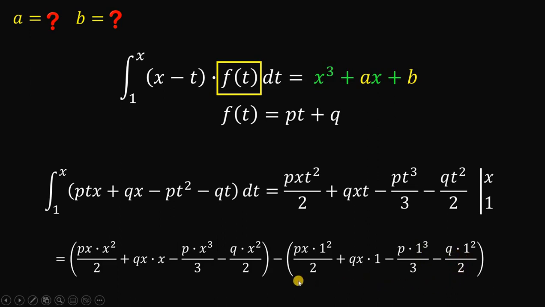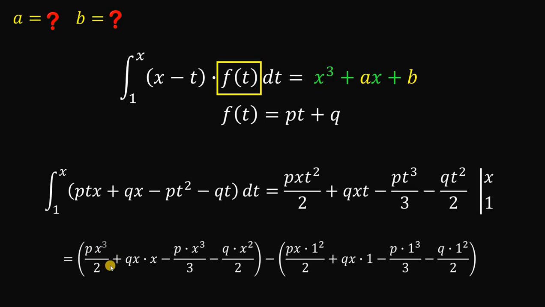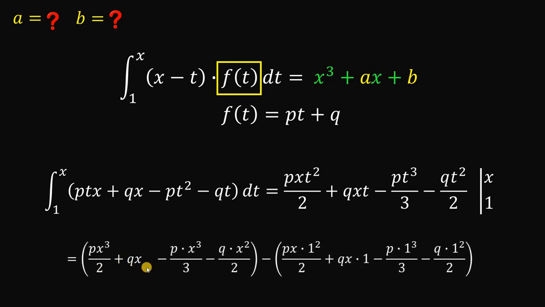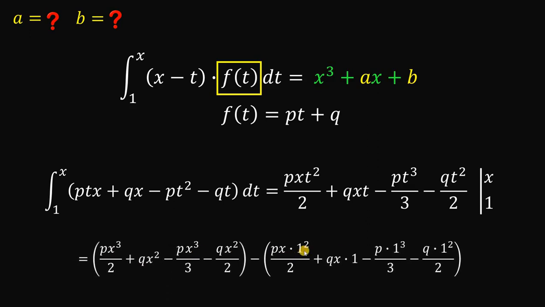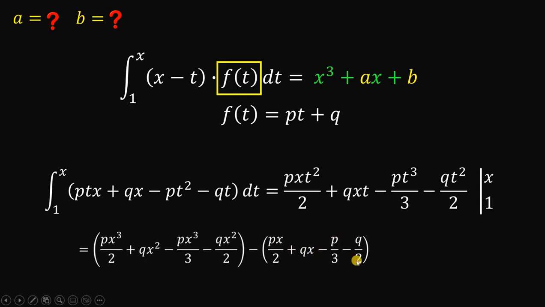Now, let's simplify all of these expressions. px times x squared over 2 is just px cubed over 2. Then qx times x is just qx squared. And then we can simplify this also. All of this 1 is just 1. So this is equivalent to just px over 2 plus qx minus p over 3 minus q over 2. Next, let's distribute this negative sign.